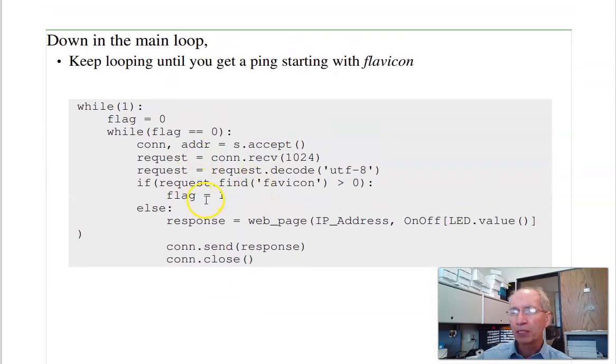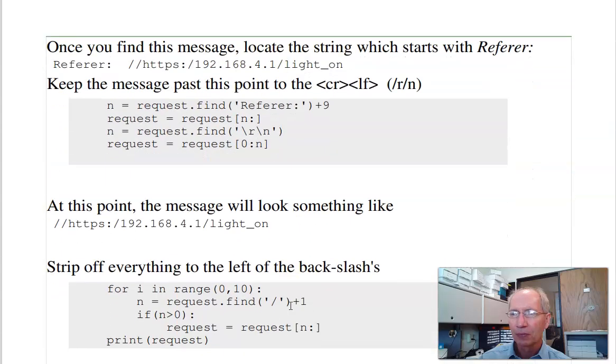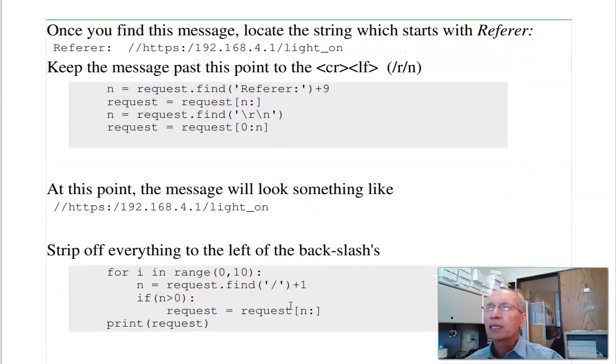Then in the main routine, when I do a web page, I've got to return the IP address of the Pico and the status of the LED, which I'm not using. When you do that, the ping that comes back from the other client looks like this. It's got a whole bunch of data. One of the lines is referer. So what I'm going to do is look for the keyword referer till carriage return line feed. That pulls off this information.